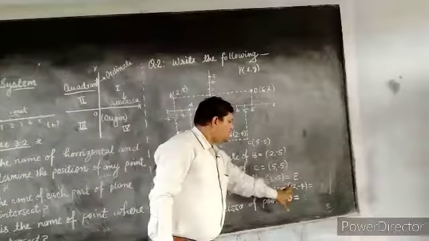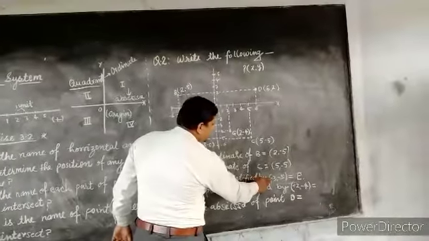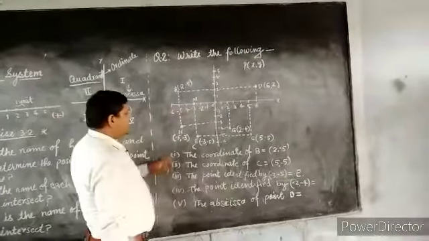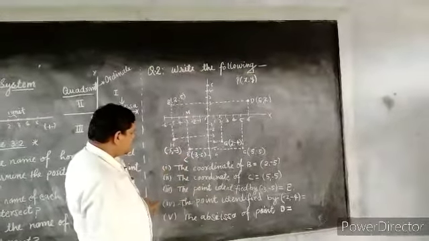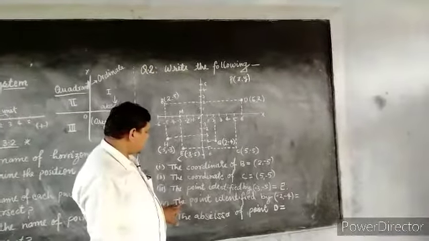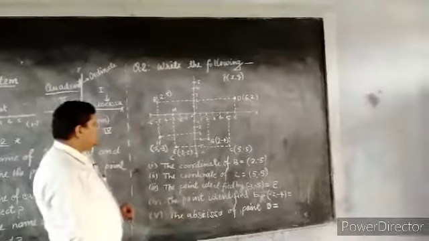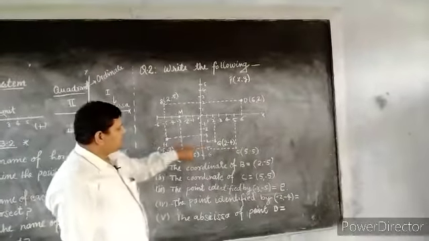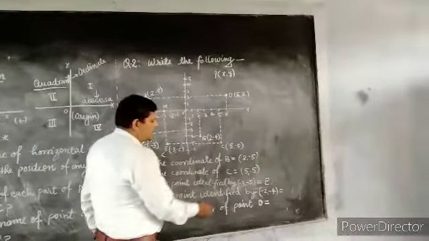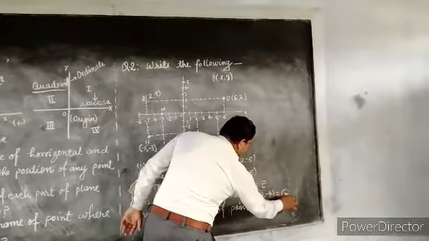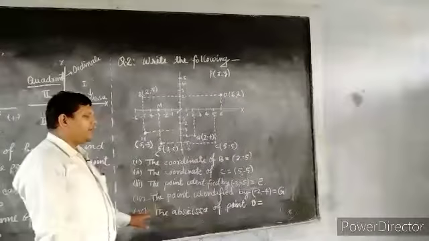Your next question is, the point identified by -3 and -5. So -3 and -5, this is point E. Your next fourth part is the point identified by 2, -4. You are looking here that G is the point where it is 2, -4. So your answer will be point G.